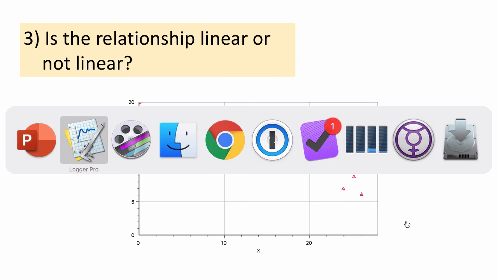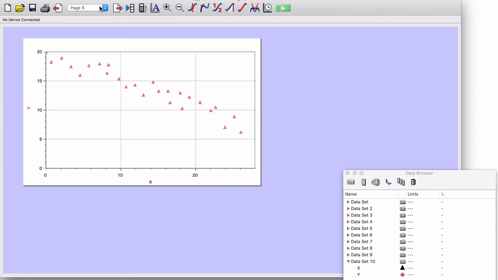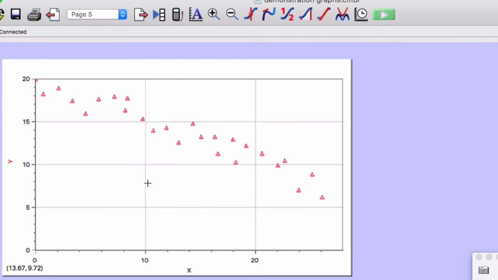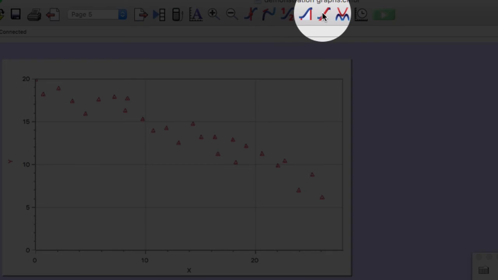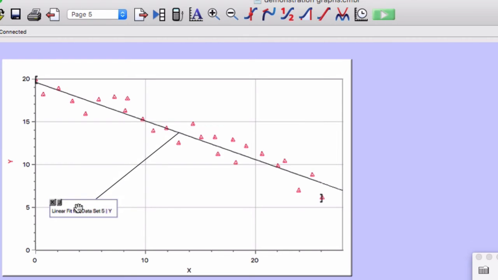So like I might go to Logger Pro. Where is that? I bet I can find that graph. Yeah, it looks like that. So here I am in Logger Pro, and I'm going to go up here to this button that says linear fit, and I'm going to click on it. And I'm just going to hide this little thing. I click on it, and it draws a line that comes as close as possible to as many points as possible.